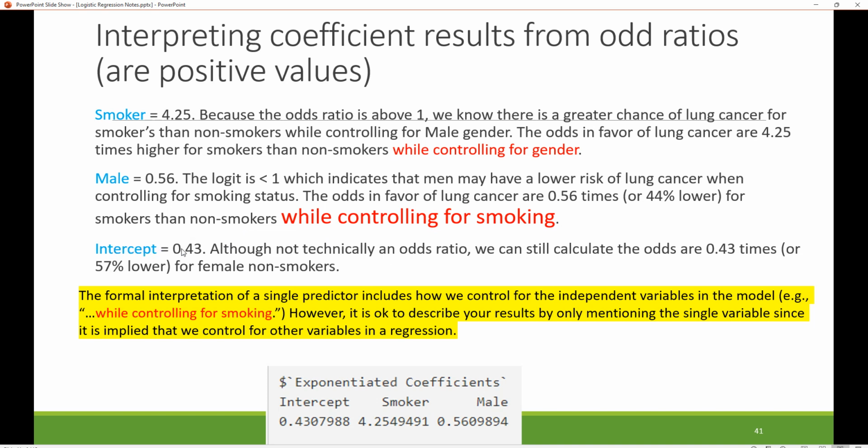The intercept is 0.43. Although not technically an odds ratio, we can still calculate that the odds are 0.43 times, or 50% lower, for female non-smokers. The formal interpretation of a single predictor includes how we control for the independent variables in the model. For example, it's the part of the sentence that is "while controlling for smoking." However, it is okay to describe your results by only mentioning the single variable, since it is implied that we control for the other variables in a regression.